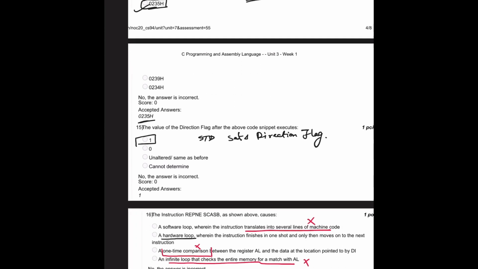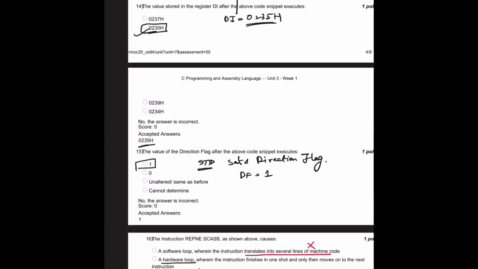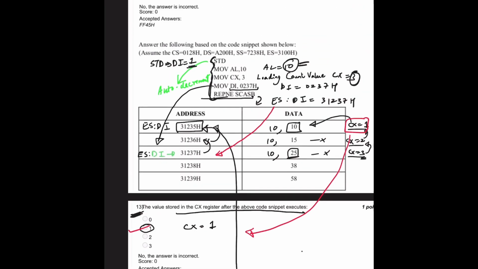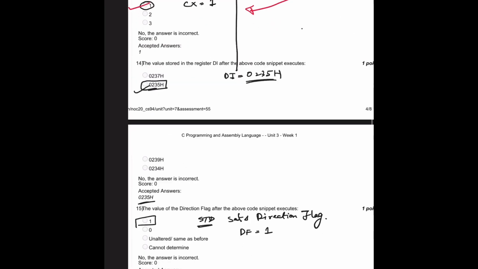The 15th question, the value of the direction flag after the above code snippet executes. So in the very first line, we have seen that STD is executed. So the direction flag is equal to 1. Sorry, I had mentioned DI here, it is DF. Direction flag is equal to 1.